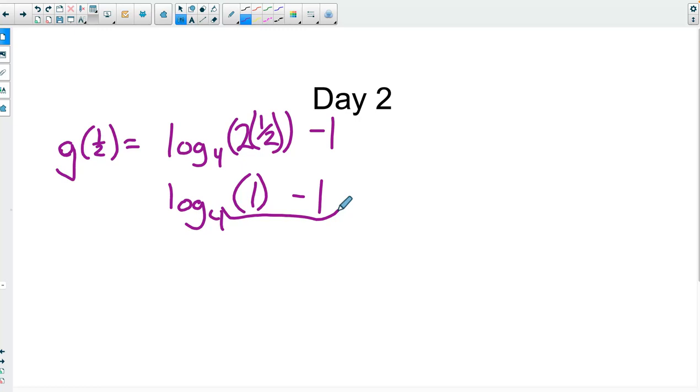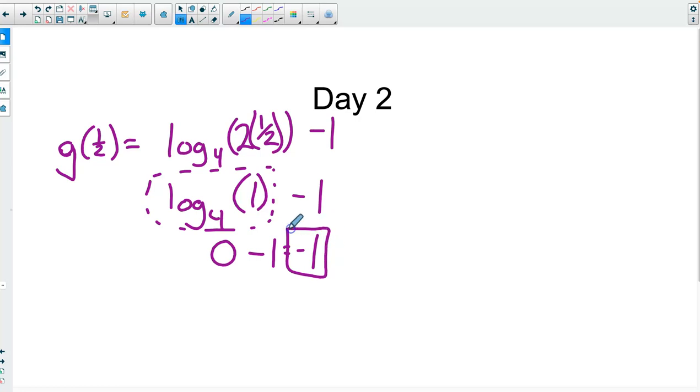You deal with your log. So the log, base 4, argument 1, is 4 to what power is 1? 0. That's your answer. This is going to be 0 minus 1. So your answer is -1.